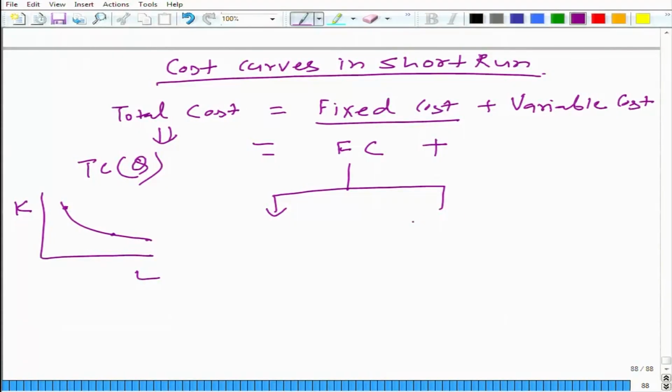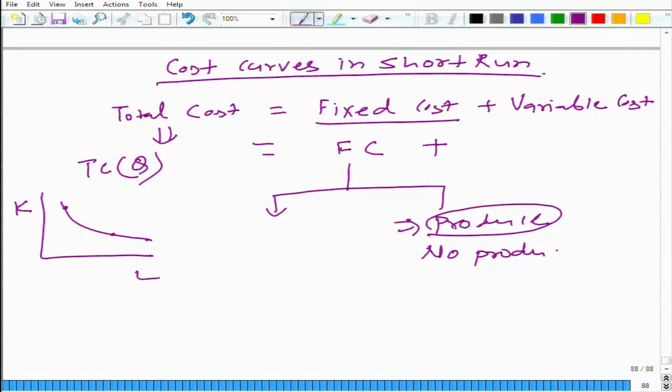The second kind of fixed cost depends only on your decision to produce versus no production. If you do not produce anything, you do not incur any cost, but if you decide to produce even 1 unit, then you incur that cost. But why am I keeping it in the fixed cost? Because that cost would not change with the level of production.